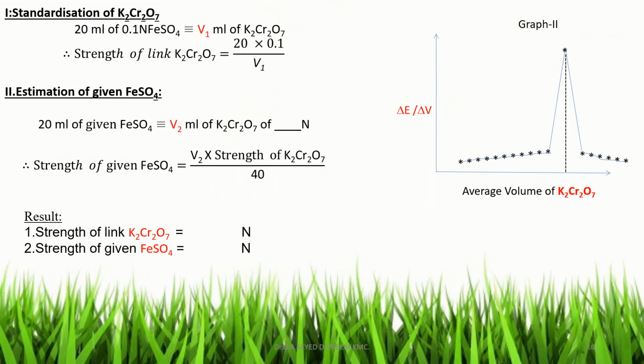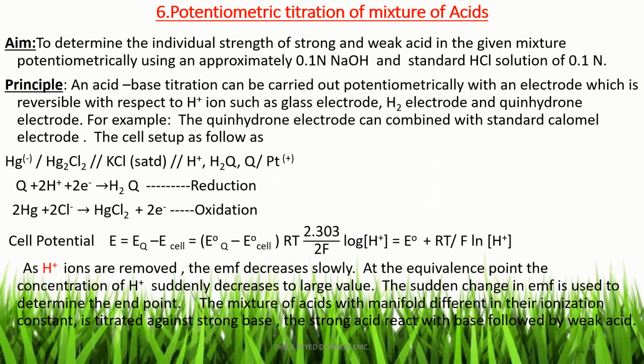This slide shows the nature of calculations, the nature of graph 2, and the results of the experiment: the strength of potassium dichromate, and the strength of the given ferrous sulfate. These are about estimation of ferrous sulfate by potentiometric titration. The next one is potentiometric titration of a mixture of acids.